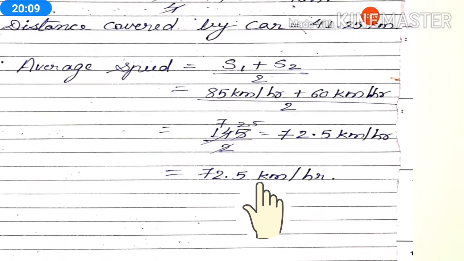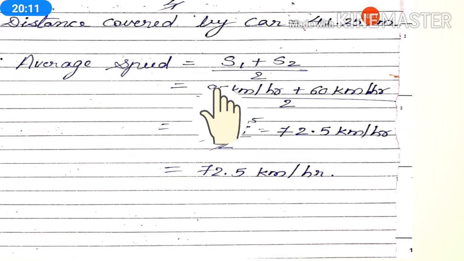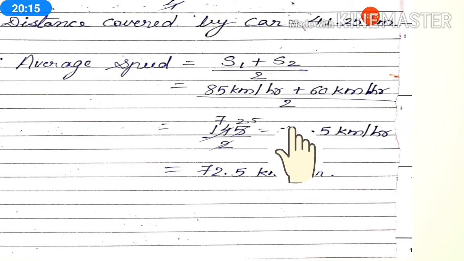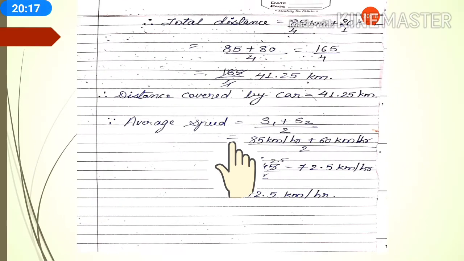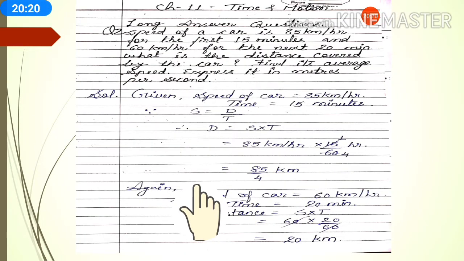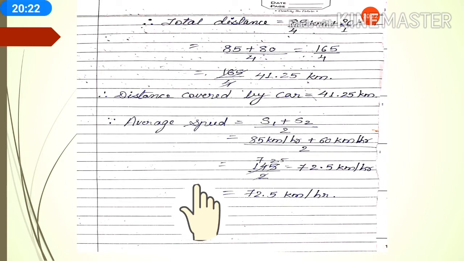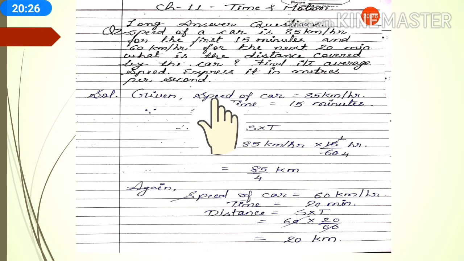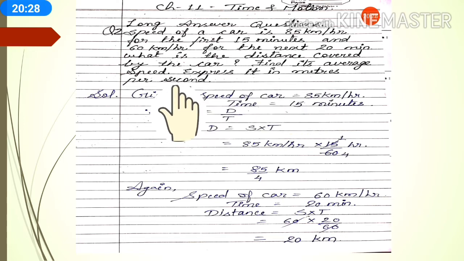Okay, so S1 plus S2 by 2, 85 plus 60, 145 by 2, it means 72.5 kilometer per hour. Okay, we have to find it in meter per second.